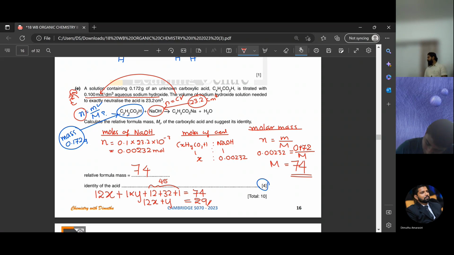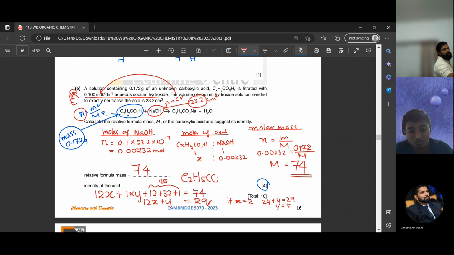What do you call this? Trial and error. Now you think if x is 2, then 12x becomes 24 plus y is equal to 29, so y is equal to 5. Can you have C2H5? Yes. Then the formula becomes C2H5COOH. You call this trial and error.